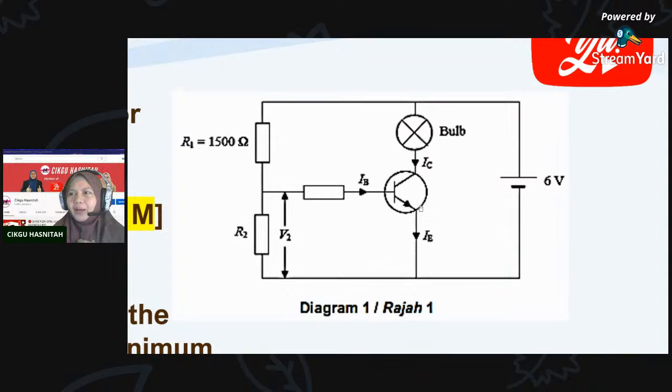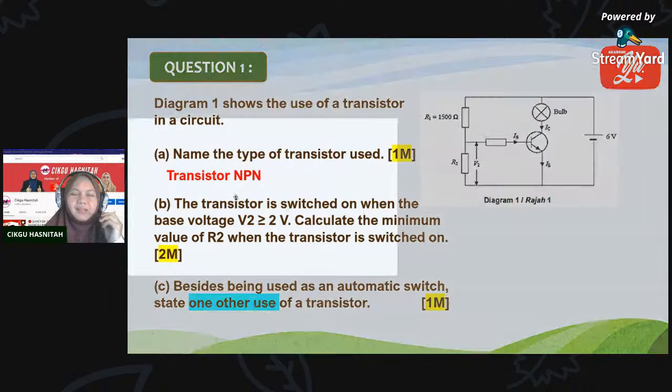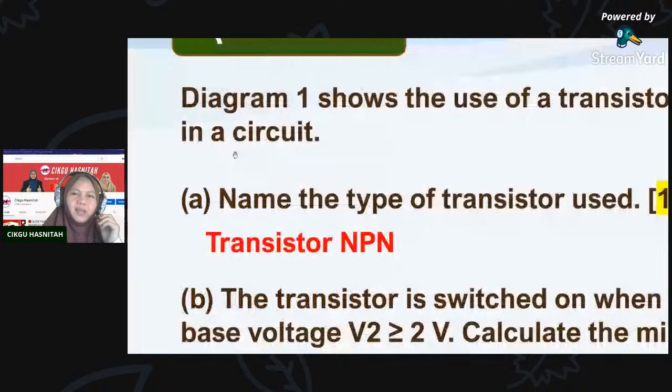Look at the arrow. Where does it point at? Inwards or outwards? It points outwards. So it should be NPN or PNP. Yes, it is NPN. Transistor NPN, with capital or small letter, both accepted. Or you can just write NPN. No problem. Okay, and then B.